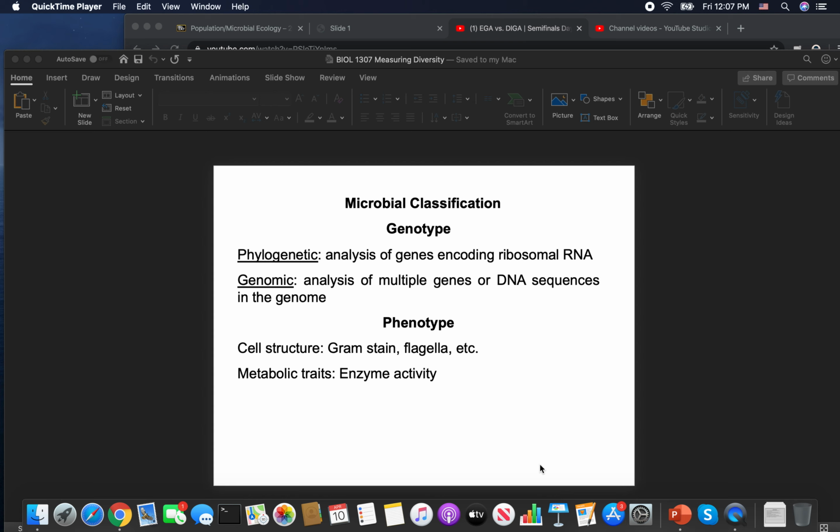Of this little part is to look at some of the ways that we can actually assess diversity and classify microbes. And yeah, there's a lot of really neat tests that you can do.